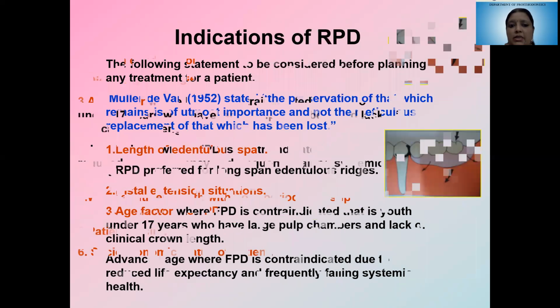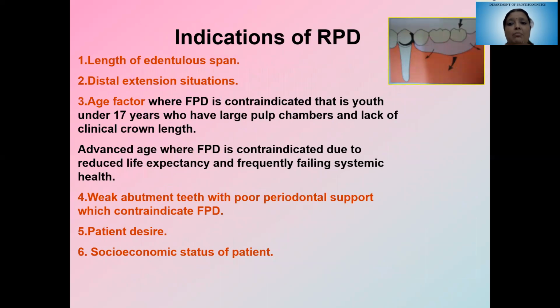When do we give it? Now, when multiple teeth are missing, there's a long edentulous span, a fixed partial denture cannot be given. When there is a long edentulous span, the only treatment options that we have are either implants or we go for the removable partial denture. In a distal extension situation, that is when the posterior teeth are missing, there is no posterior abutment, it immediately rules out a fixed partial denture. Again, we are looking at implants or removable partial denture only.